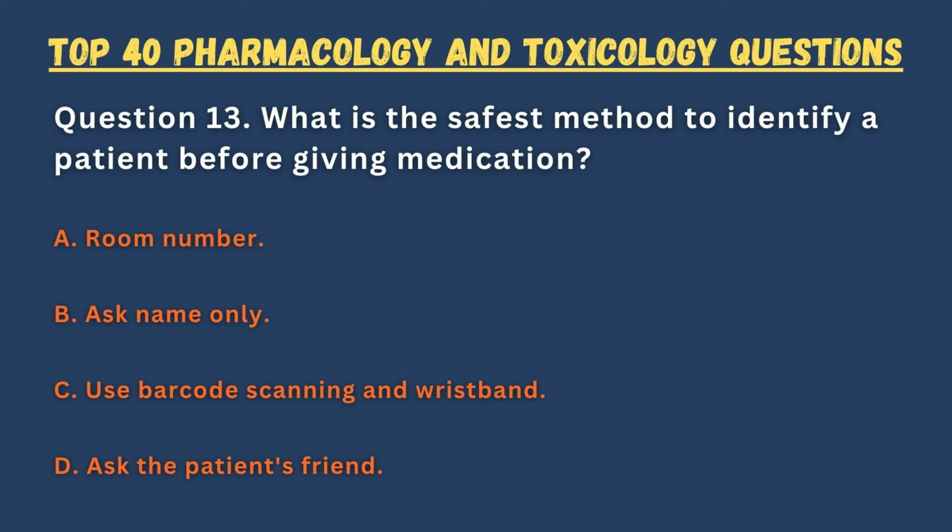Question 13. What is the safest method to identify a patient before giving medication? A. Room number. B. Ask name only. C. Use barcode scanning and wristband. D. Ask the patient's friend.